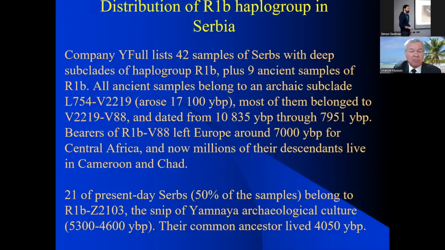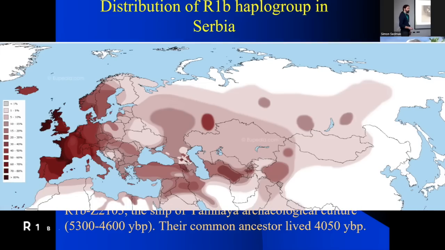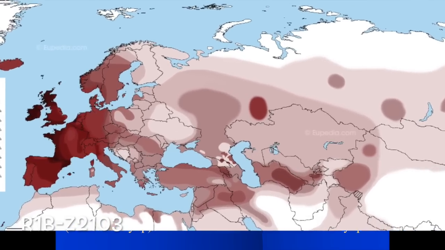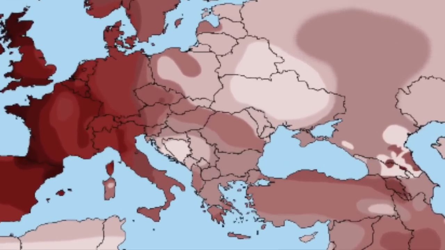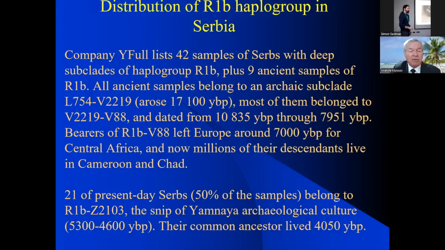All Asian samples belong to the archaic subclade L754 V2219, which arose about 17,000 years ago. Very ancient one. But most of them belong to subclade V88. And dated, the subclade bearers lived in Serbia between 11,000 years ago and 8,000 years ago. And then they left Europe around 7,000 years ago for Central Africa. And now millions of their descendants live in Cameroon and Chad. This is indeed a very particular feature.